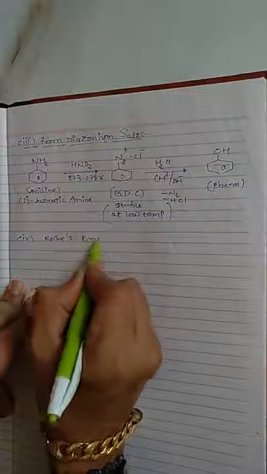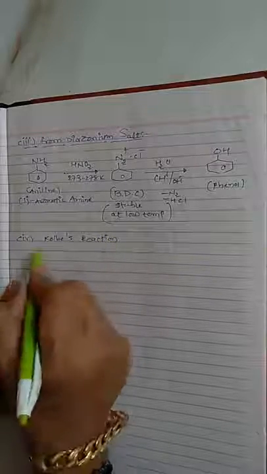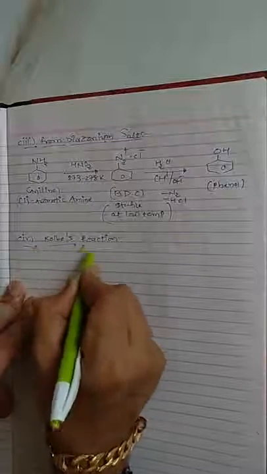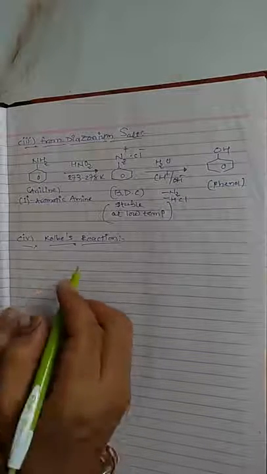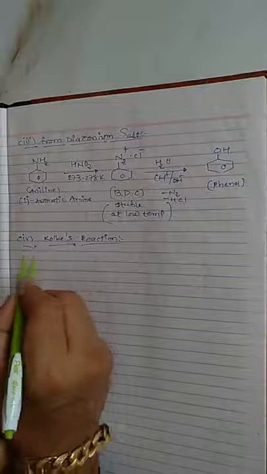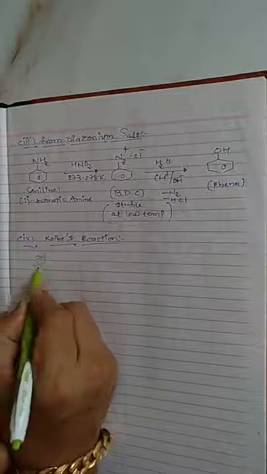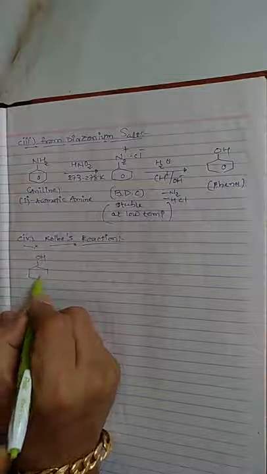Kolbe's reaction. Generally you can say that it is a Kolbe-Schmitt reaction also, because two scientists worked together for this salicylaldehyde. So the Kolbe-Schmitt reaction starts from phenol. So I will draw the structure of phenol and start.